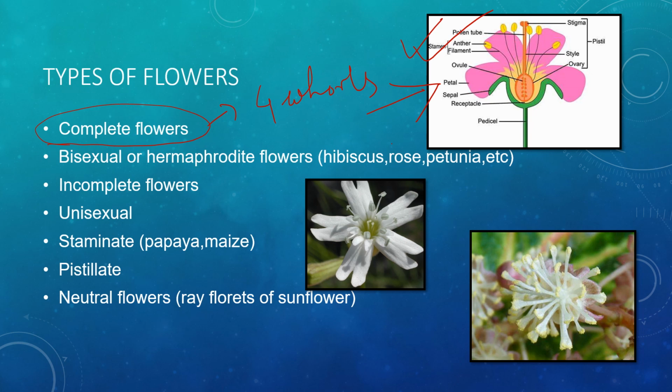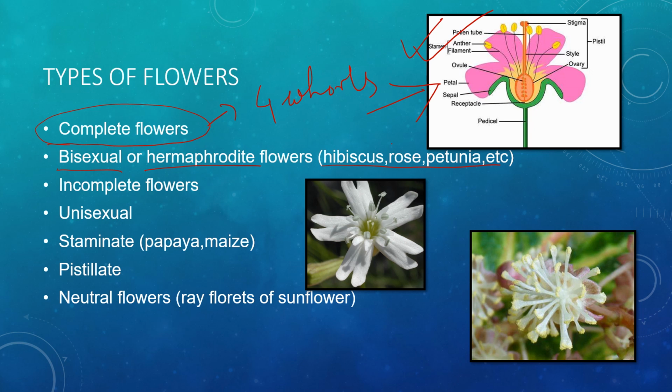Now next comes that when both androecium and gynoecium are present in a flower, it is called a bisexual or hermaphrodite flower, like hibiscus, rose and petunia. These flowers have both the androecium and the gynoecium present.